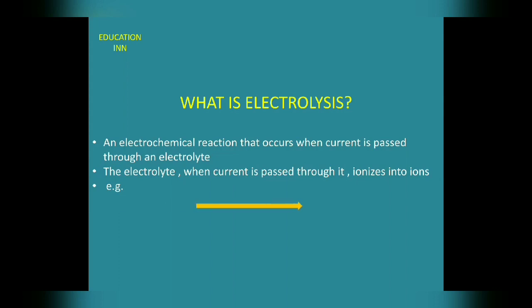For example, when current is passed through an aqueous solution of sodium chloride, it breaks up into sodium ion and chloride ion. So electrolysis is the breakdown of an electrolyte in the presence of electricity. Electro means electricity and lysis means breakdown. This is the basic reaction that keeps on taking place in an electrolytic cell. The electrolysis takes place in an electrolytic cell.